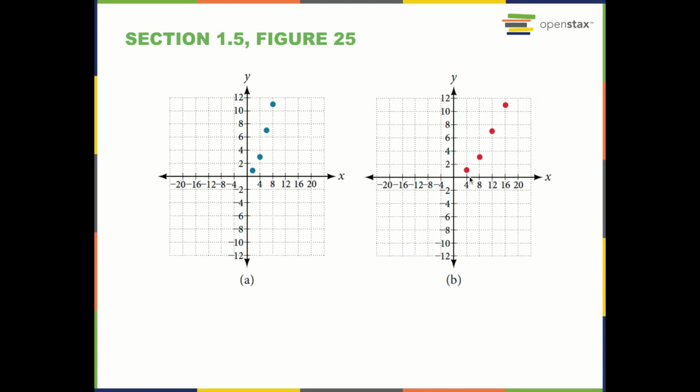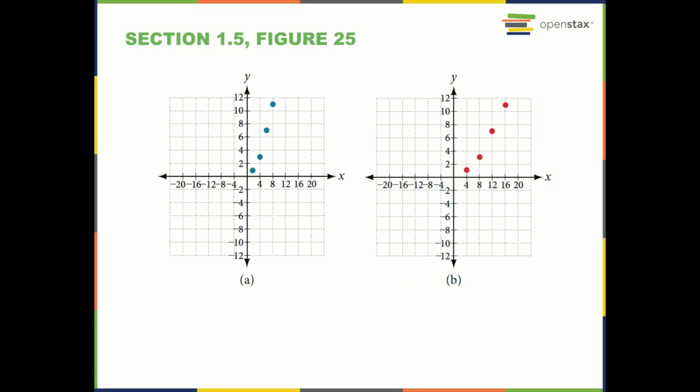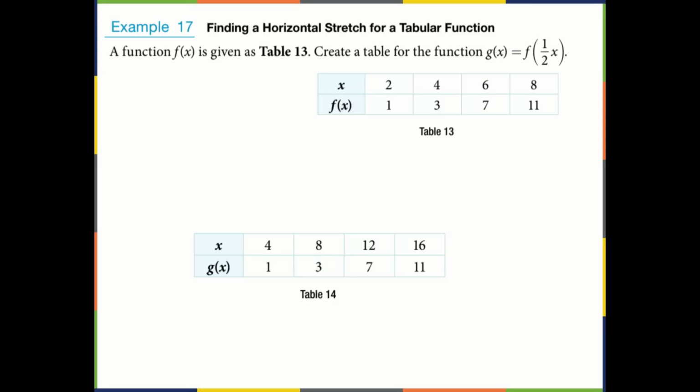And if we look at these plots of the original function, the original values in that table, and the new function, the new function was a horizontal stretch, right? It got wider because this constant was between 0 and 1.